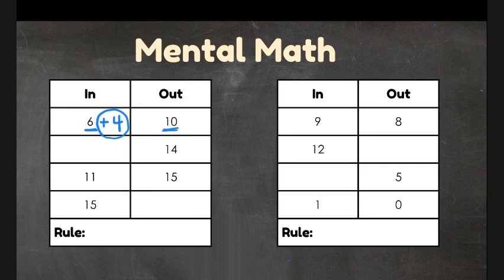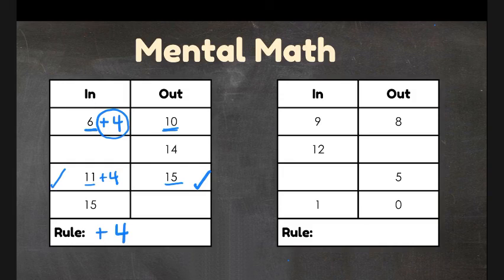So I'm going to go down to another one that also has the in and the out to check my rule. This third line also has both the in and the out. So let's check. If 11 plus 4 is my rule, that means 11 plus 4 equals 15. Is 11 plus 4 equal to 15? It is. So my rule checks out. I know that my rule for this in-out box is adding 4.